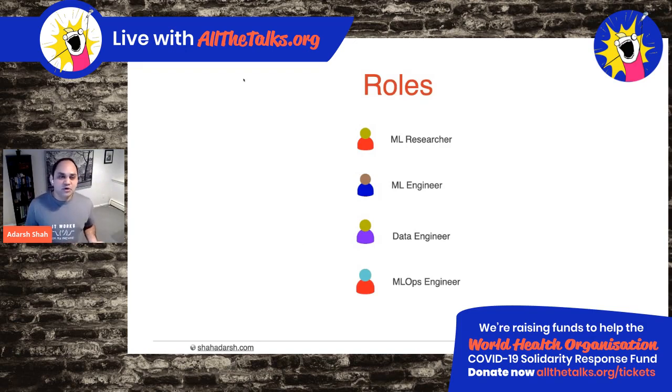There are certain roles that are different. You look at ML researchers, who are focused on research and experimentation, and they don't focus on writing production quality code, but on getting the research and experimentation side of things right. You have an ML engineer, who is basically in between machine learning researchers and software development.